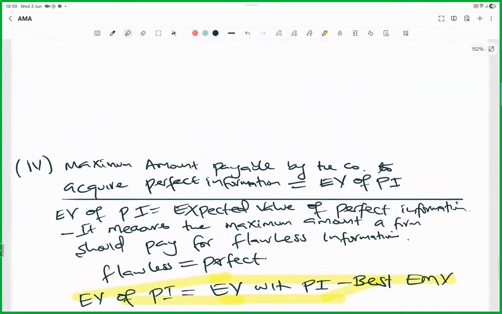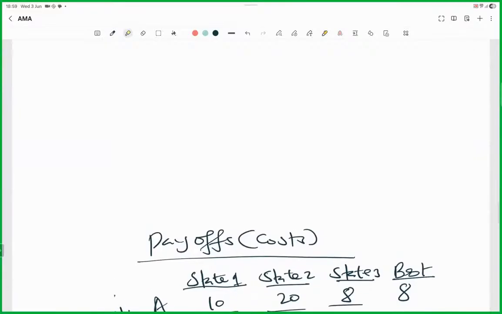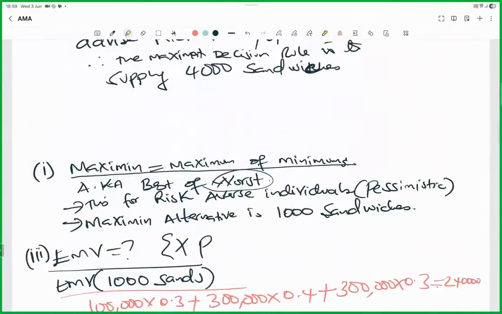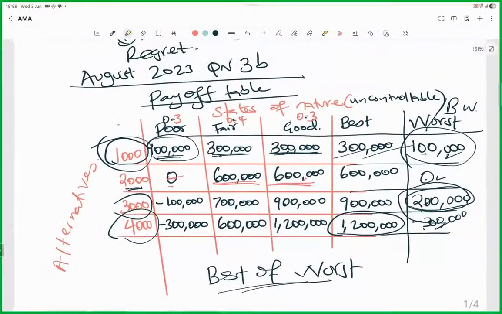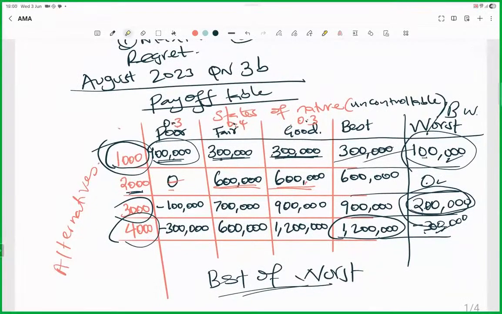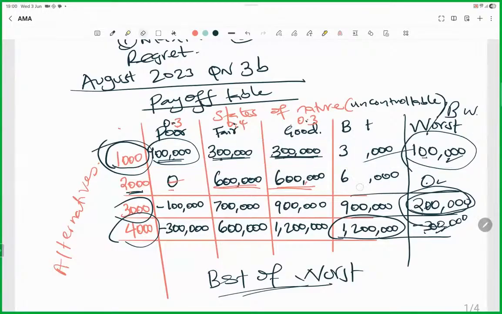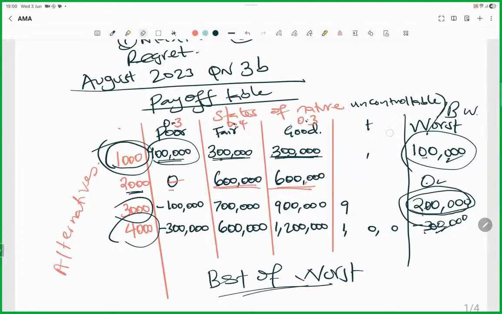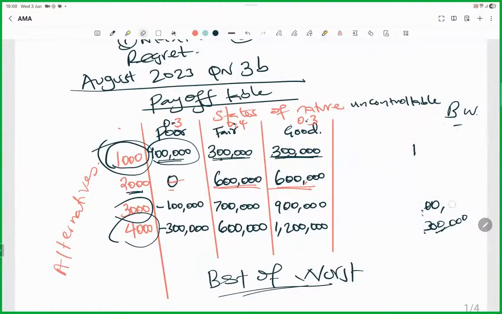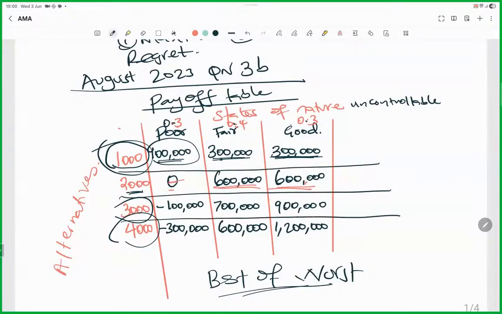Now, please, let's go back to our original table. Be very, very keen. In this original table, we don't have these columns. These are for maximax and maximin. So what we have, my friends, are these three. Actually, four rows, like that.